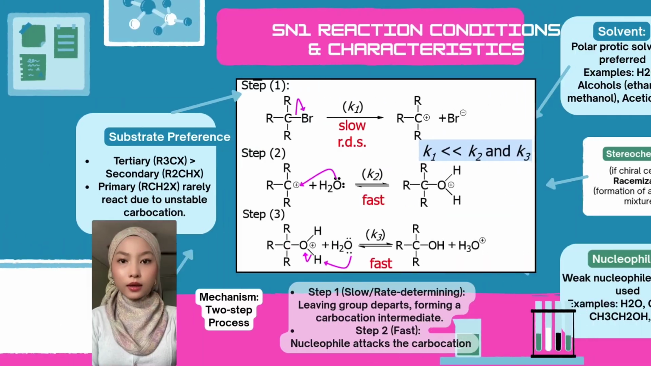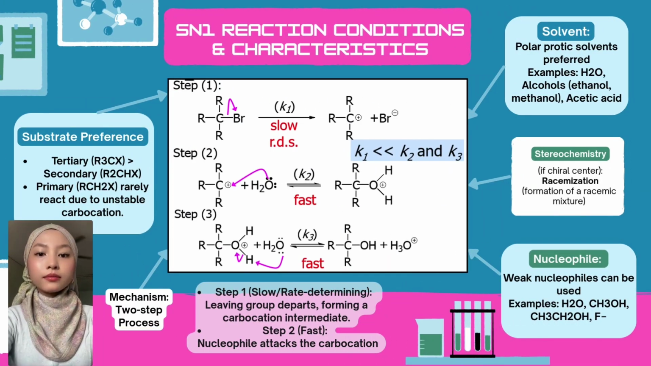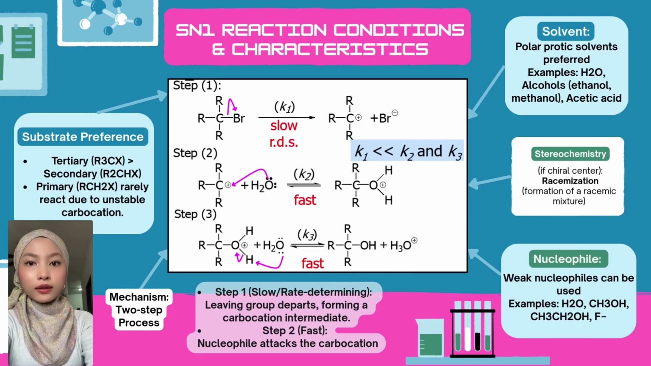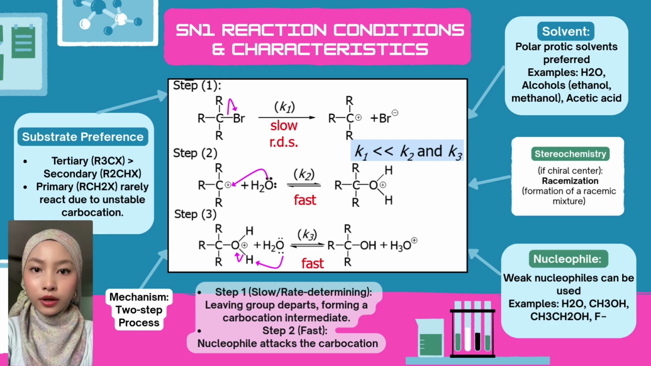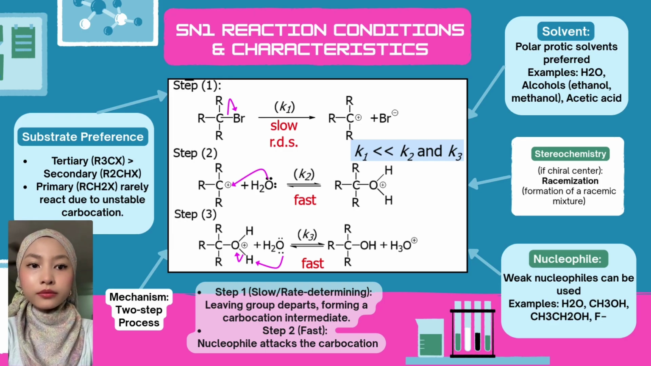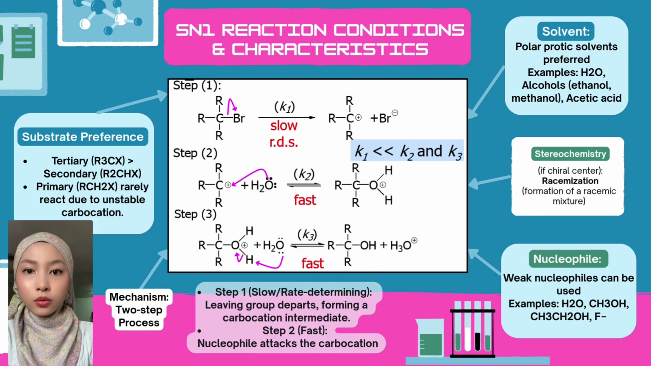The SN1 reaction happens in steps. Step 1 is the slow, rate-determining step. Here, the leaving group, in this case Br-, leaves and forms a carbocation intermediate. Step 2, K2, is much faster. The nucleophile, like H2O, attacks the carbocation. In step 3, we get the final product after the proton transfer, which involves the hydronium ion. Notice that K1 is much slower compared to K2 and K3, which is why step 1 controls the reaction rate.